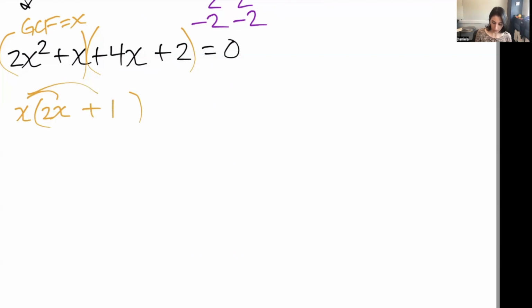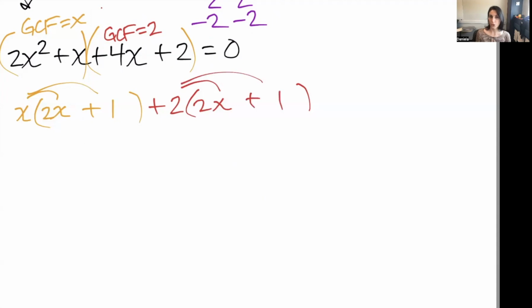So for the next one, what do both of those terms have in common? Well, they're both divisible by 2. So make sure to put that plus sign in between. We're pulling out a positive 2. 2 times 2x gives me 4x. And then 2 times positive 1 gives me 2, right? And then this is set equal to 0.